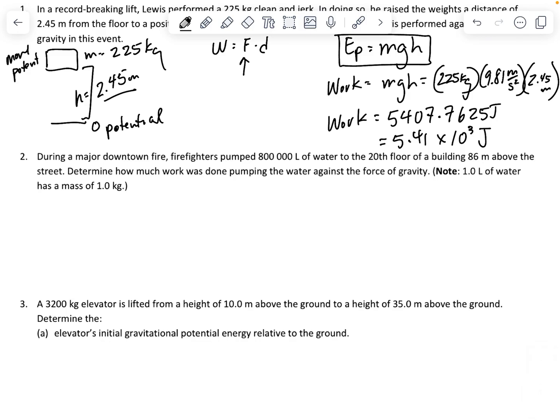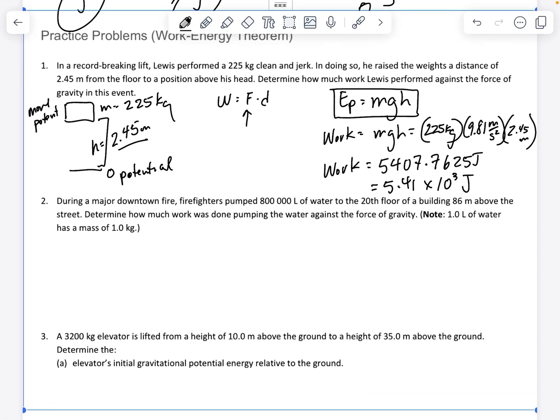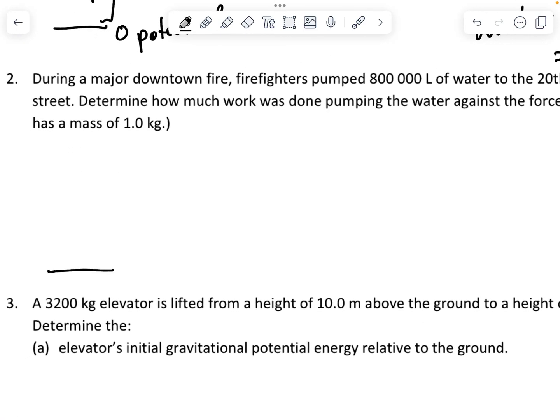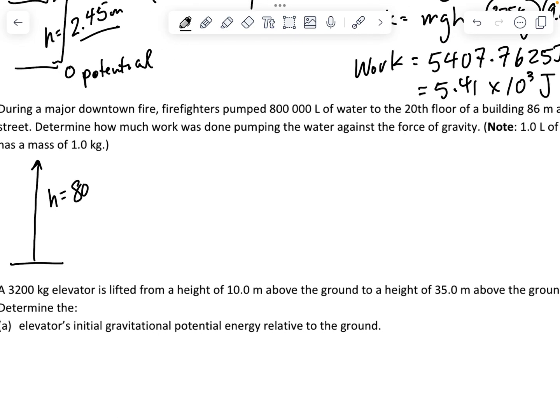This next question that we're going to look at is a bit more weird. So let's read through it and see if we can draw a picture to make sense of it. It says, during a major downtown fire, firefighters pumped 800,000 liters of water to the 20th floor of a building, 86 meters above the street. I hate it when it does this. So the 20th floor is a height of 86 meters.